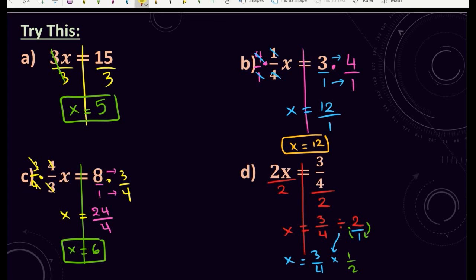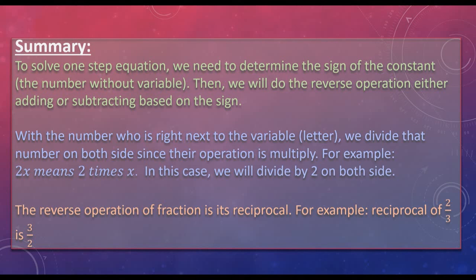Alright, that pretty much did it. Good summary. What do we learn today? How do you solve a one-step equation? Alright, so we learned that to solve a one-step equation, we need to determine the sign of the constants. So when you see a number, you have to find out what is the sign of that number. Then what we will do is the reverse operation, either adding or subtracting based on the sign of that number.